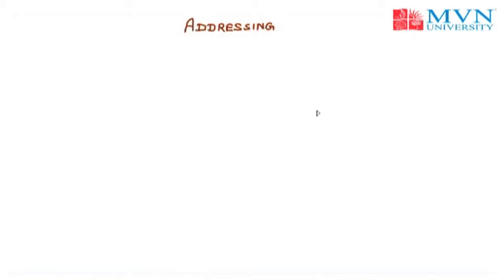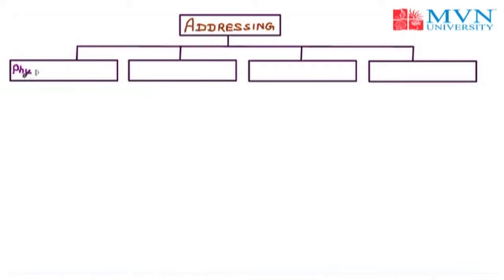So we divide the addressing scheme, or the set of addresses, into four parts. The first one is the physical address. We also call it a link address. Then the second one is the logical address. The logical address is also called the IP address. The next one is the port address. And lastly we have the specific address.